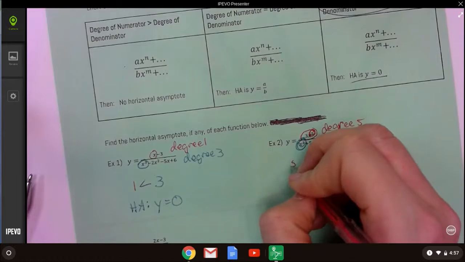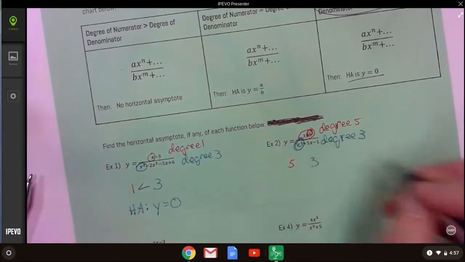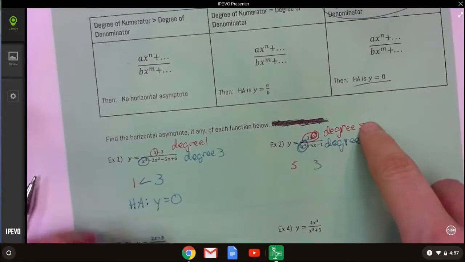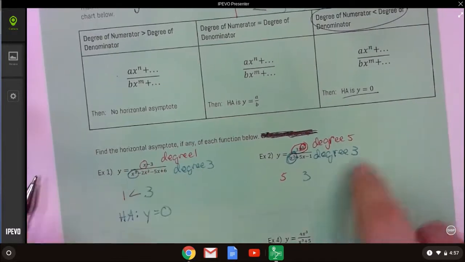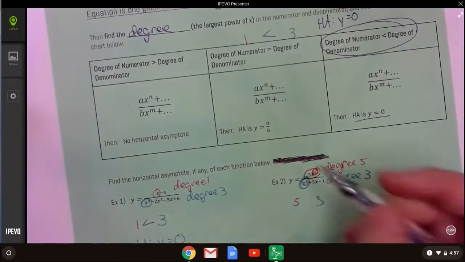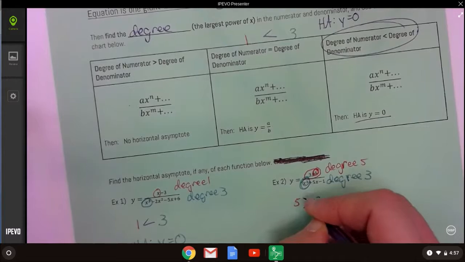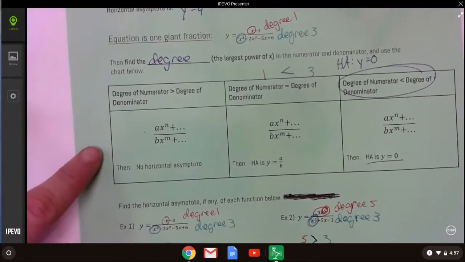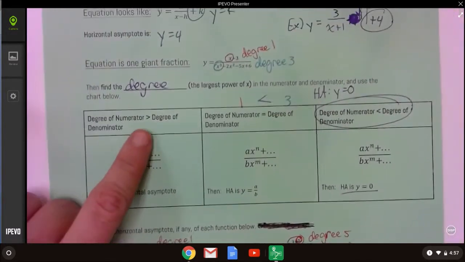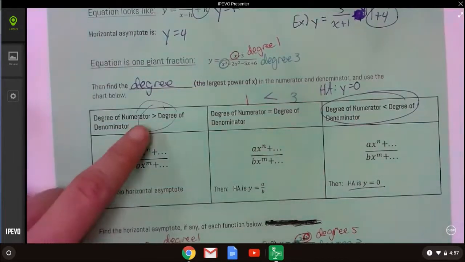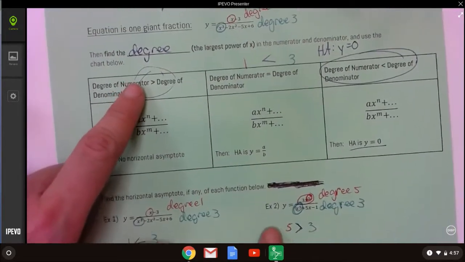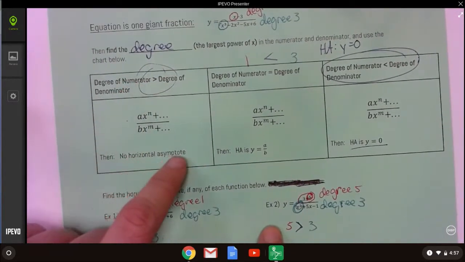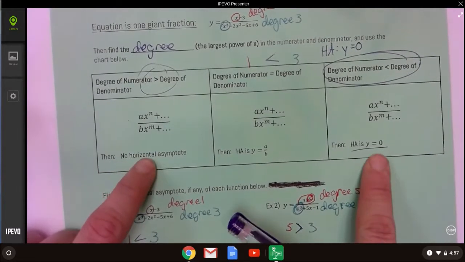And then let's compare 5 and 3. I always start with the numerator. Notice that I've always started with the red one. So 5 is greater than 3. So check out your chart, find the greater than part of the chart. Oh, here it is. So if the numerator is a greater degree than the denominator, I have no horizontal asymptote. Don't put 0.